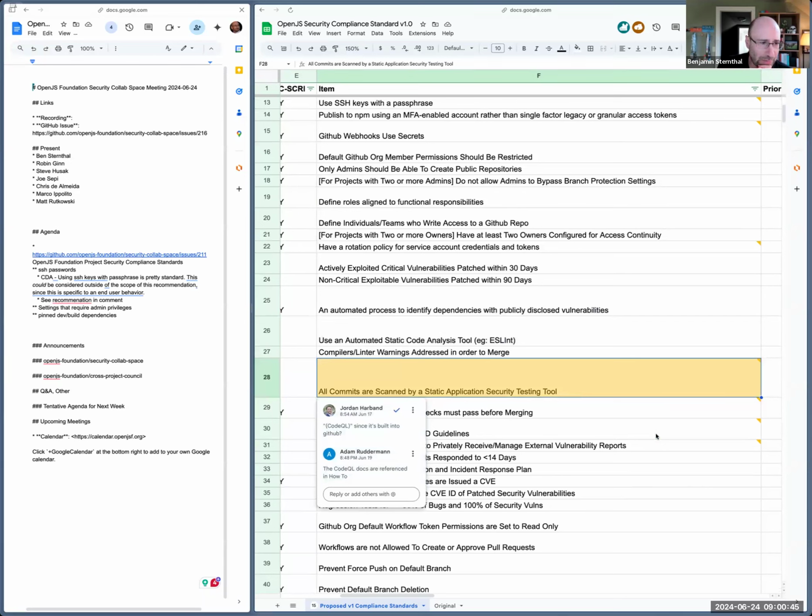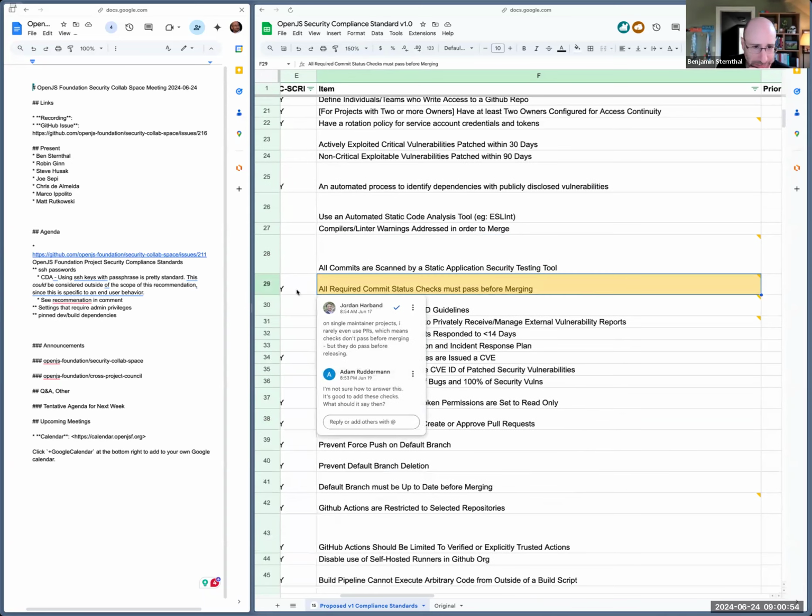Any of these ones we want to talk about? I have on the list settings that require admin privileges and pinning dev build dependencies, but I'm happy to just go through. There aren't a ton of comments in here if it's worth it. See if we can just resolve as many as we can.